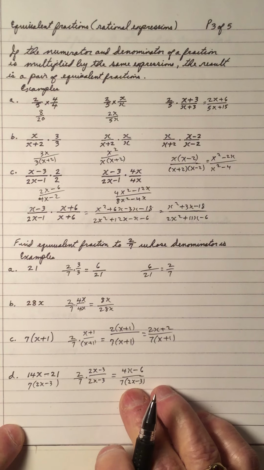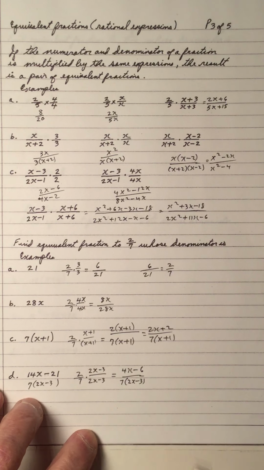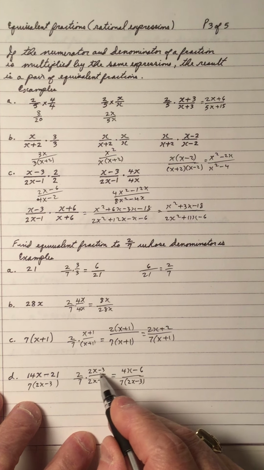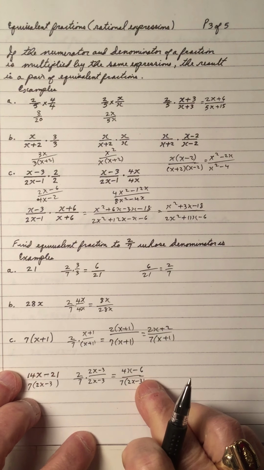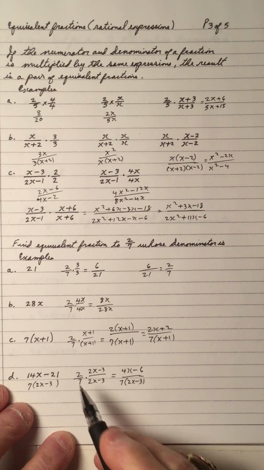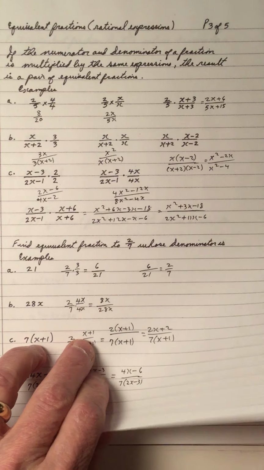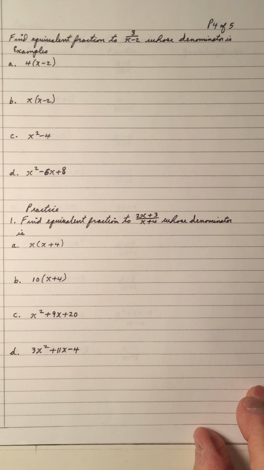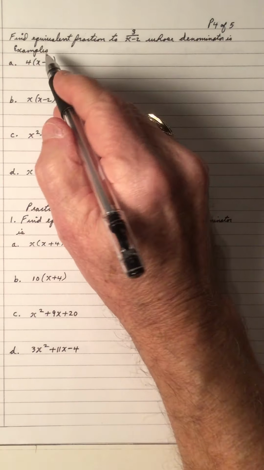Again, I didn't multiply the bottom, but I did multiply the top. But you can see I'm multiplying by the same expression on top and bottom. So that makes this fraction right here equivalent to 2 over 7. Let's continue. Very important to handle this in adding and subtracting fractions.